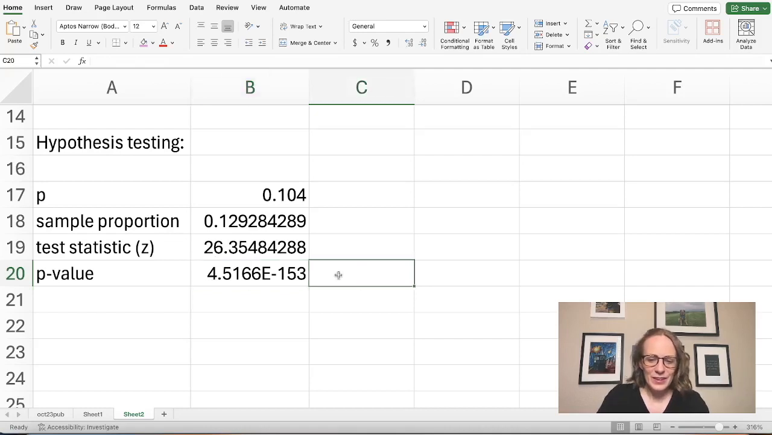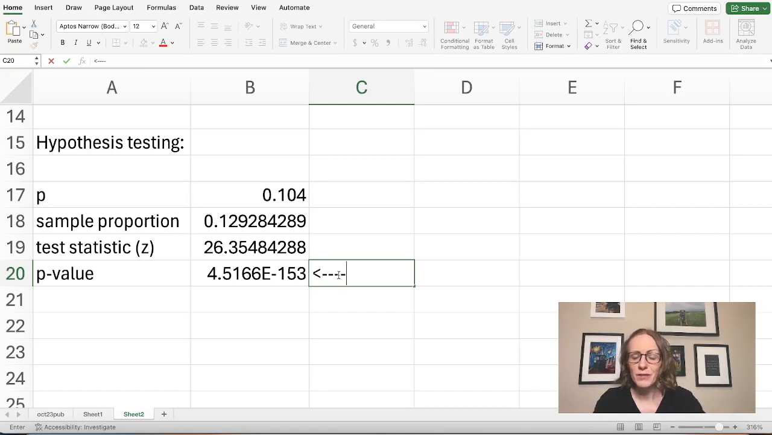So this number right here is about 4.5 times 10 to the minus 153 power, which is very close to 0. And so that means if the null hypothesis is true, there's a tiny probability of getting the sample that I got. But that's the sample that I got. And so if that was super unlikely, under the assumption that the null hypothesis is true, then I don't think the null hypothesis is true.